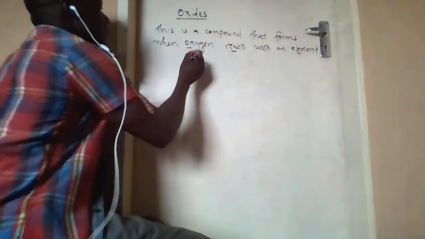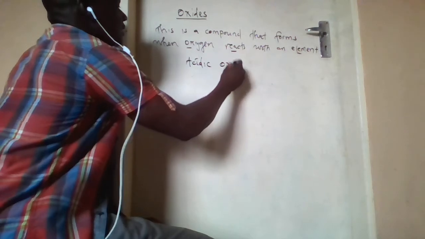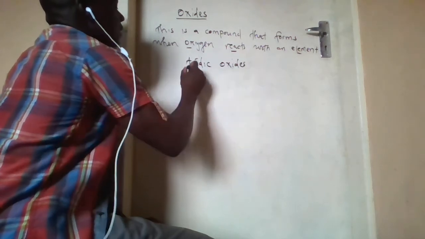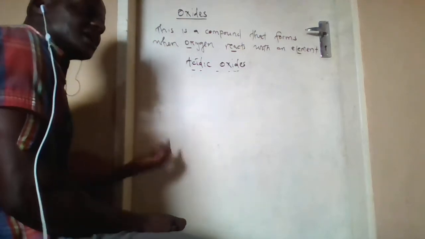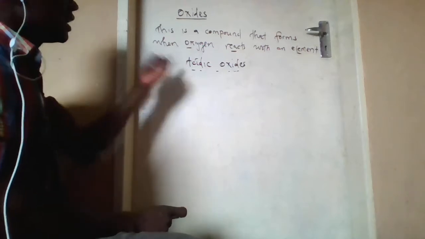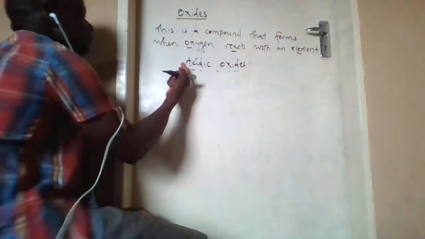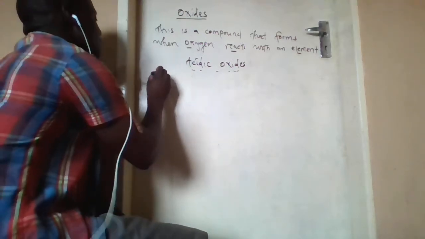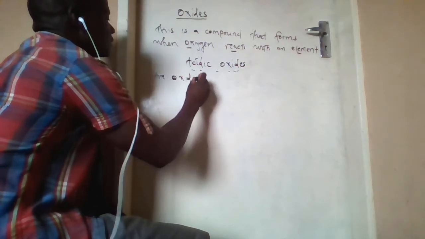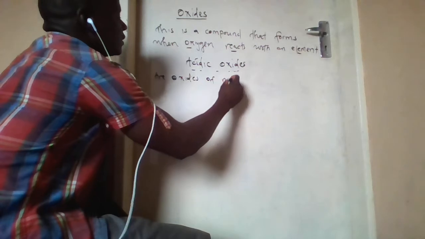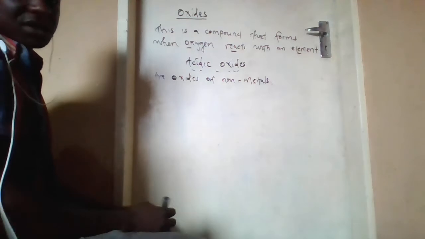So now these other ones are called acidic oxides. What are acidic oxides? If the basic oxides are oxides of metals, then acidic oxides are oxides of non-metals. These are oxides of non-metals.